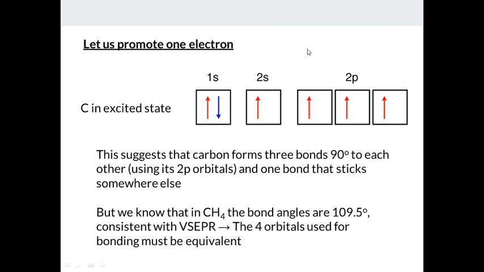However, there's a problem with this. We do know that the p orbitals are 90 degrees to one another. So this suggests that carbon forms 3 bonds 90 degrees to each other using its 2p orbitals, and 1 bond that sticks somewhere else using its 2s orbital, right? Just somewhere else, because the 2s orbital has spherical symmetry anyway. But we know that in CH4, the bond angles are 109.5 degrees and the bonds are arranged in a tetrahedral arrangement, right? That means the 4 orbitals used for bonding must be equivalent.